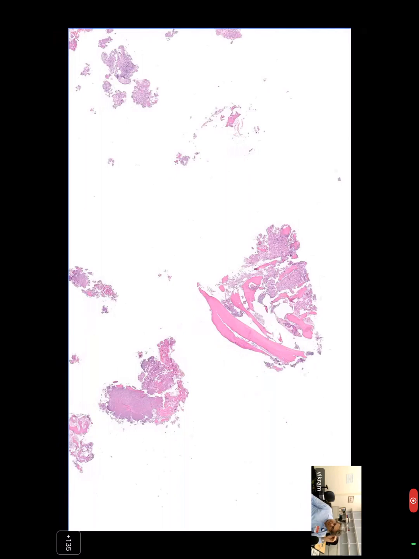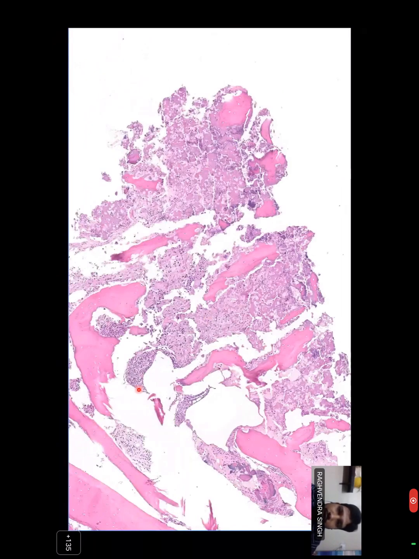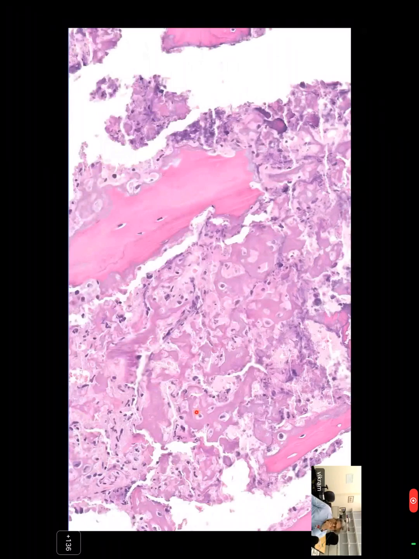Sir, Raghavendra, you want to describe this? Section examines multiple bits of tissue consisting of light blue dense cellular areas and bony fragments. Highly dense cellular area in between, surrounding the bony trabeculae. So what do you think about this? This looks like lamellar bone, correct?